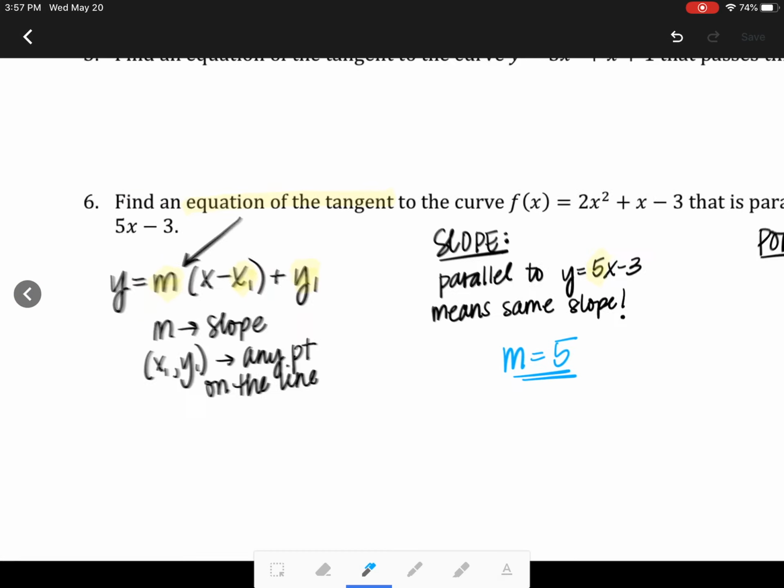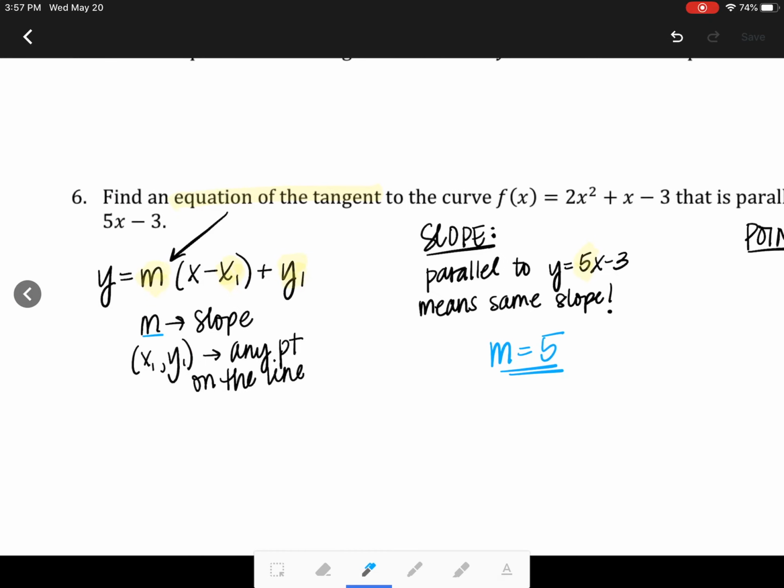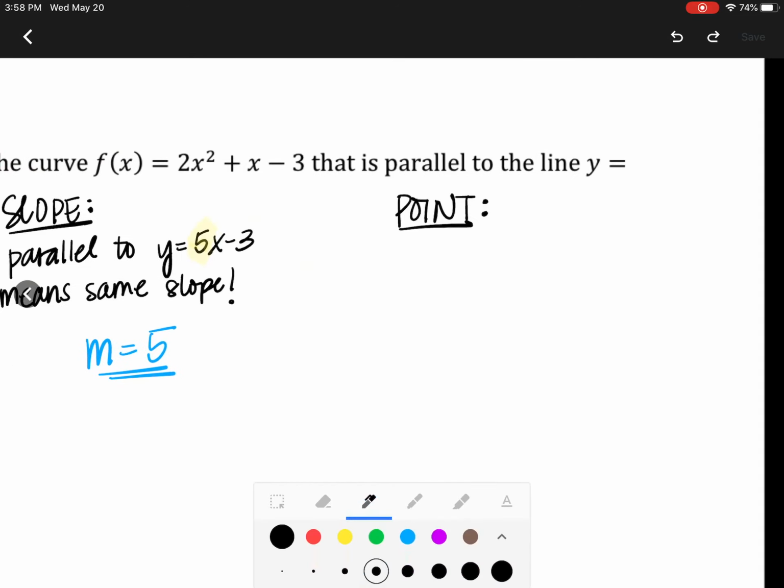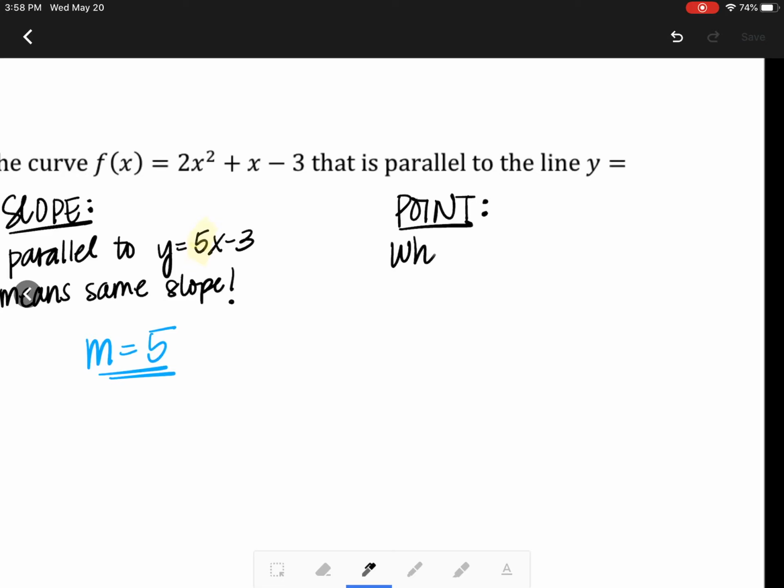Cool. So we have half of what we need. I said we needed slope, and now we know that that is 5. We also need a point on the line. And this is where it gets a little bit tricky. We know what the slope is, but we don't know where the slope is 5. So the next question we're asking ourselves is, where is the slope 5?